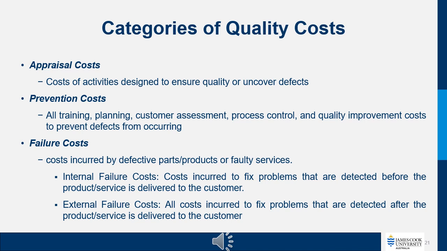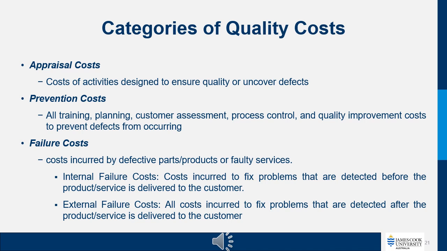One is appraisal cost of activities designed to ensure quality or uncover defects. Then we have prevention costs, all those training, planning, customer assessment, process control, quality improvement costs to prevent defects from happening and reoccurring continuously. And then we have failure costs. Those failure costs can be internal or external.